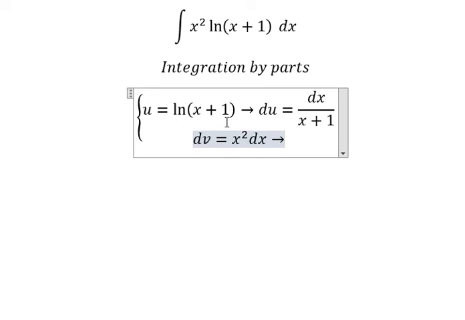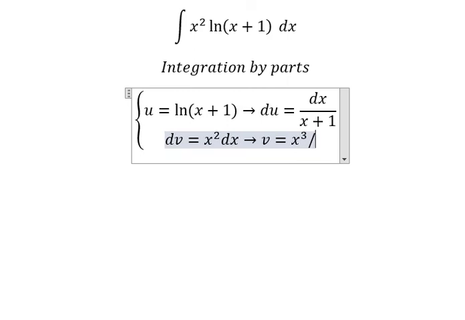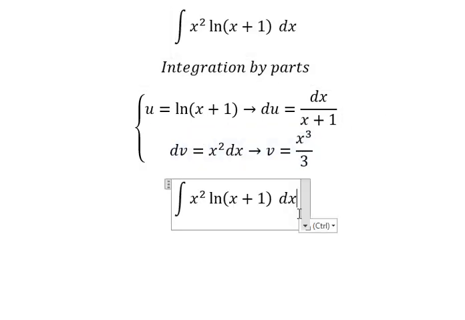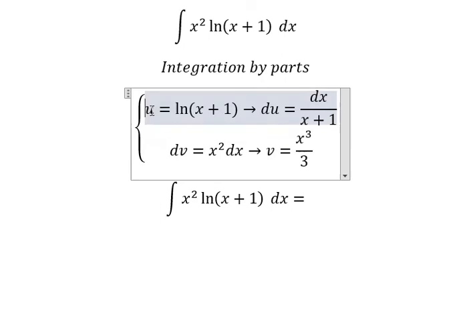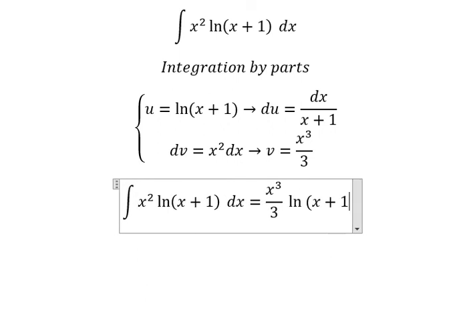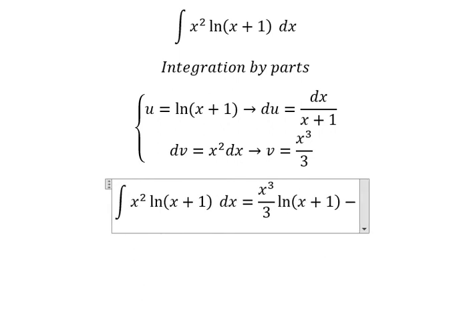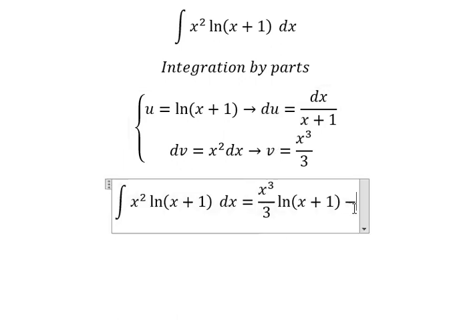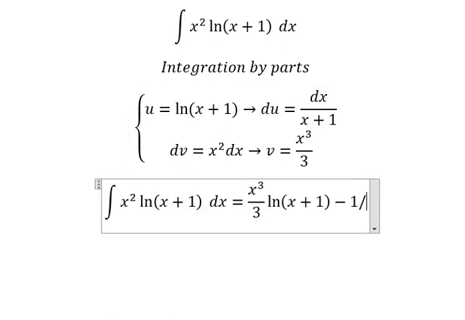So if I do this integration, we have v equals x to the power of 3 over 3. Next, we have u multiplied by v. That means this one multiplied by this one. Minus, we have the u multiplied by v. So we will have 1 over 3.